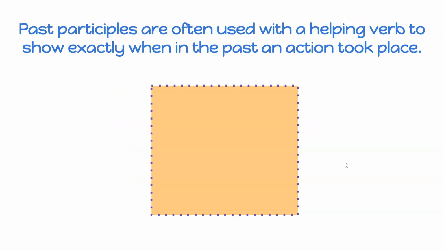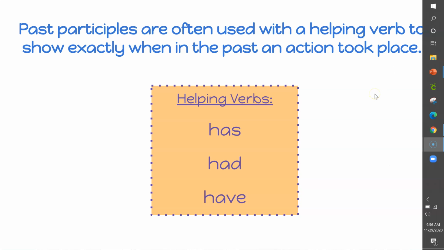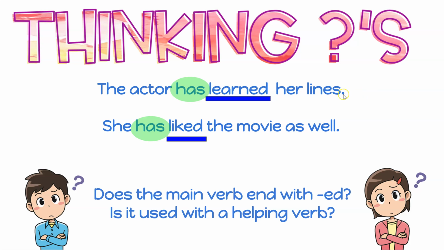Past participles are often used with a helping verb to show exactly when in the past an action took place. These helping verbs include has, had, or have. Keep this in mind when writing in the past tense. Now let's take a look at our thinking questions. Does the main verb end in ed? Is it used with a helping verb? The actor has learned her lines. She has liked the movie as well.